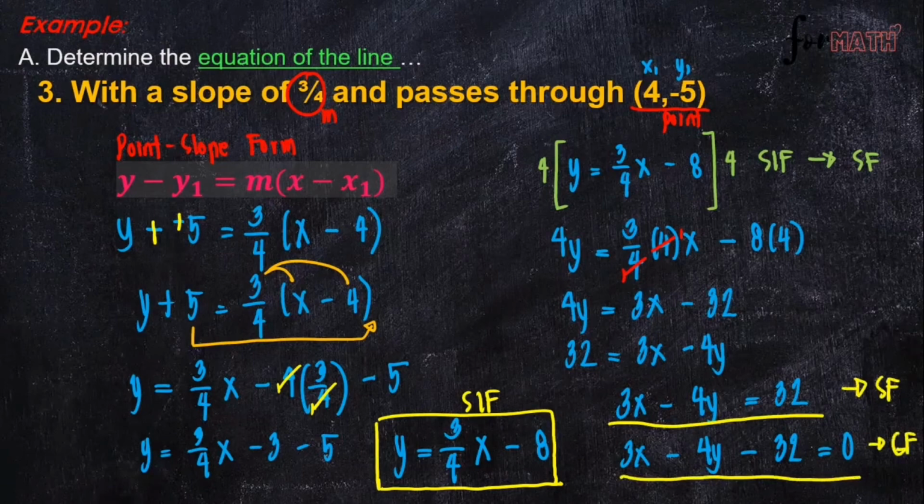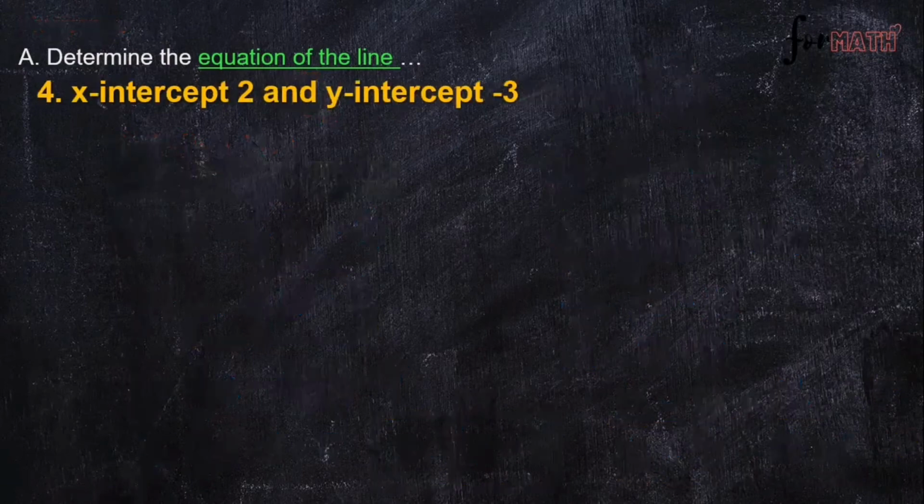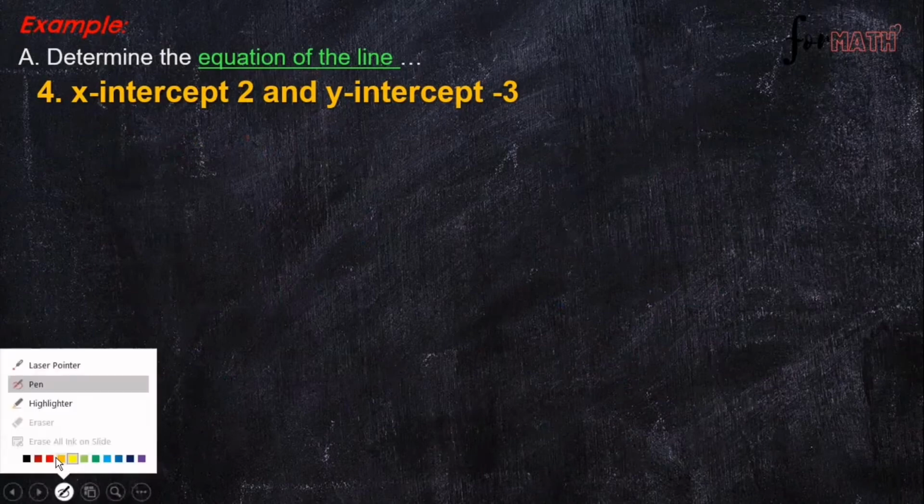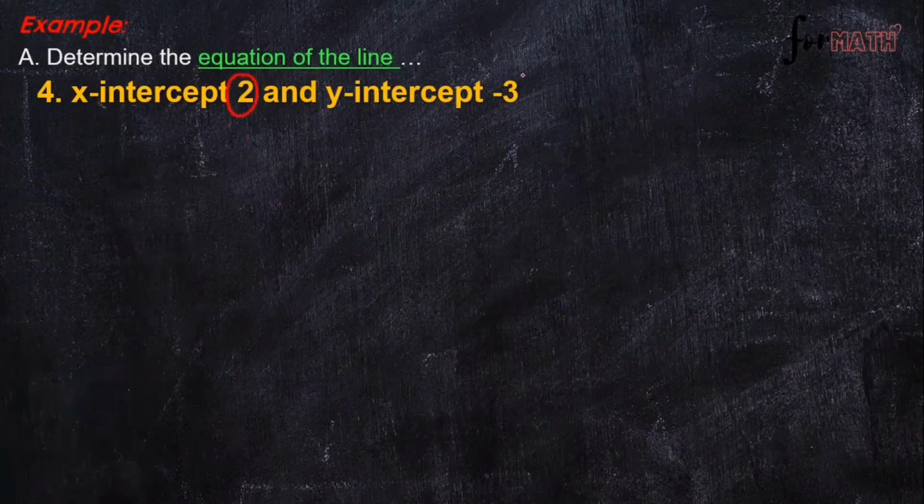Okay? So, another example. Determine the equation of the line if x-intercept is 2 and y-intercept is negative 3. So, from the word itself, ang given natin dito ay y-intercept and x-intercept. Okay, so ito yung A, ito yung B. Yung A is for x-intercept and then yung B is for y-intercept. So, ang gamit natin dito ay intercept form.